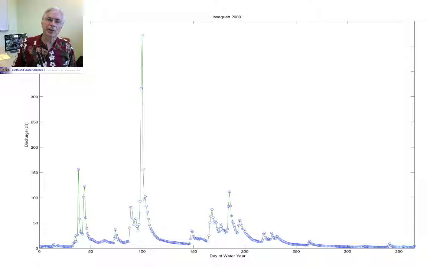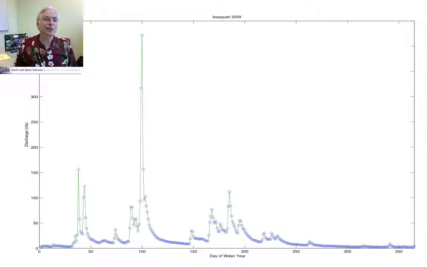So I've downloaded the Bear Creek discharge data for a water year. On this plot we have discharge on the vertical axis and day of the water year on the horizontal axis. And remember, October 1 is taken as the first day of the water year. The discharge, as you can see, consists of a number of spikes, which are probably associated with large precipitation events, and periods between the spikes.